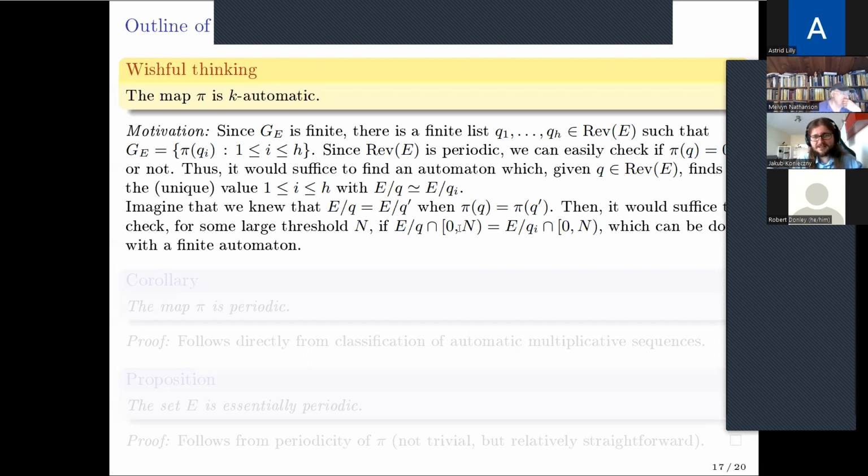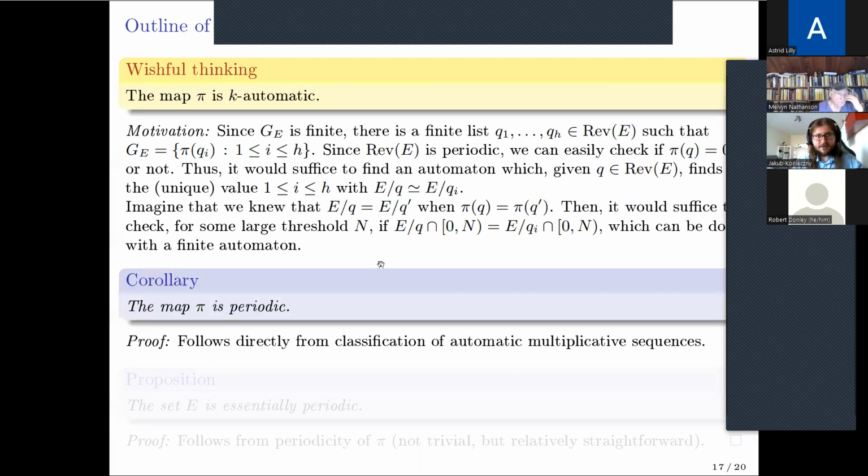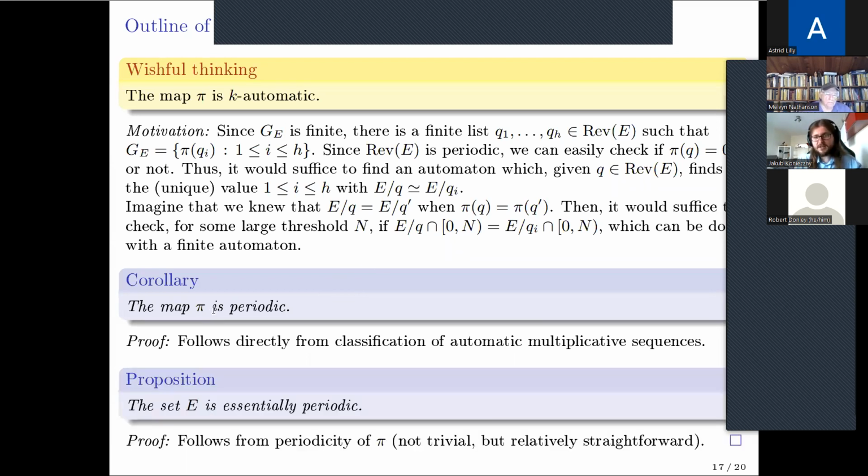Hopefully one might expect that the fact that it's approximate equality shouldn't change too much. Now, imagining that we know that, we would conclude that pi is periodic, which follows almost directly from our characterization of multiplicative automatic sequences. And once we know that pi is periodic, it's merely a technicality to show that E is essentially periodic. It's not super easy, but it's more mundane than thought-provoking. So that would finish the argument.